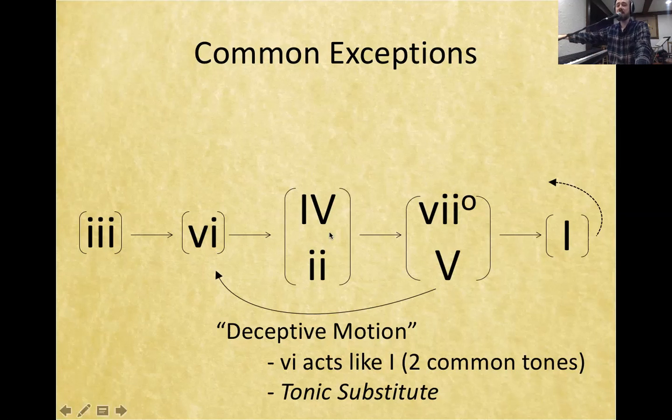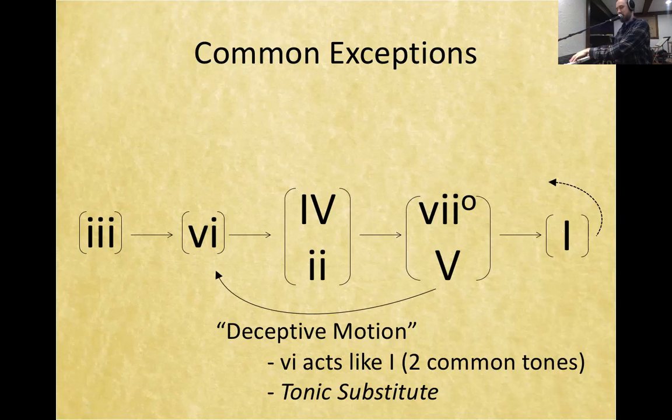Before we talk about more exceptions, I want to make one critical point here, which is that notice the arrow is specifically going from 5 to 6. It is not going from 7 to 6, because 7 does not want to go to 6 in the same way. It's not deceptive motion. And part of that is because, remember, 7 is a much weaker harmony than 5. And so 7 going to 1 doesn't have nearly the conclusion and the finality. Here's 7 to 1 versus 5 to 1.